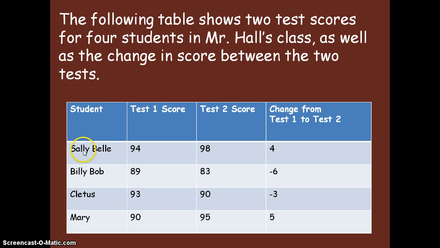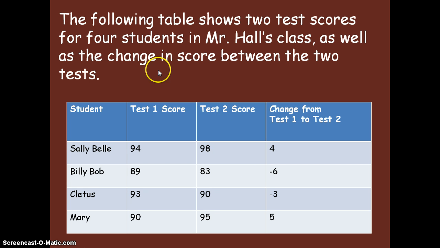Now here we have Sally Bell, who got a 94 on the first test, and then a 98. She went up from 94 to 98. She increased by 4 points. Billy Bob, he got an 89 the first test, but then on the second test he got an 83. He went down 6, or negative 6. Cletus got a 93 on the first test, and then he got 90 on the second test, so he went down 3 points, a negative 3. Mary made 90 on the first test, and then she got a 95 on the second test, so she went up 5 points.